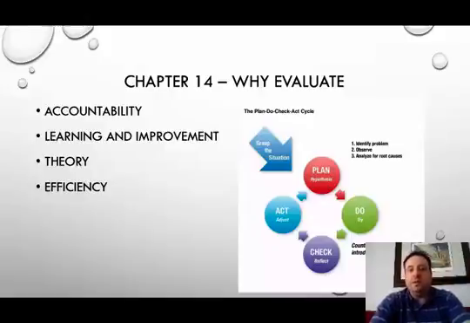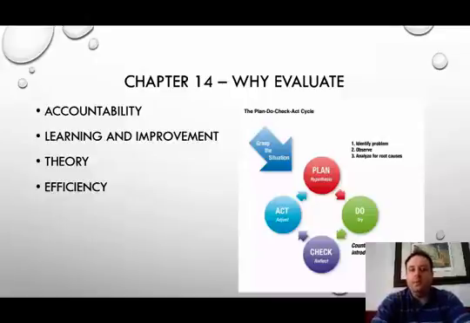First is accountability. Did you do what you said you were going to do? If you're taking a federal grant, or you're spending taxpayer dollars, did you do all the stuff that you promised that you would do? And an evaluation shows, yes, we did a program, here are the results.